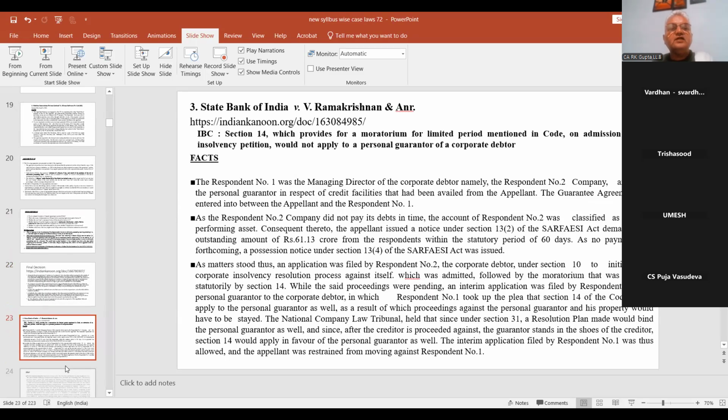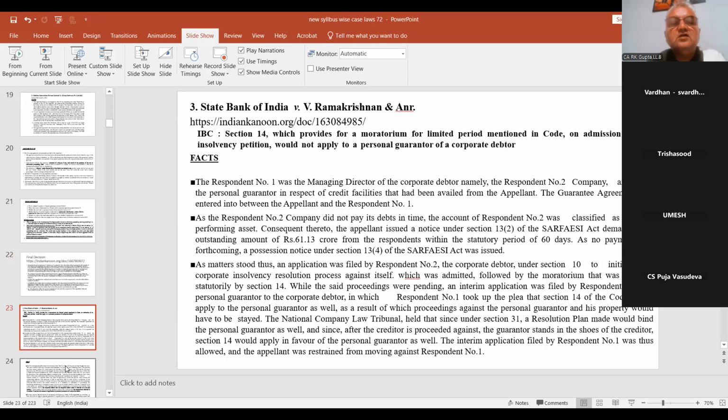Now, next case, State Bank of India versus V. Ramakrishnan. So, what was the key issue here in this case? So, it says Section 14 is not applicable to personal guarantor of a corporate debtor. This was the main issue.